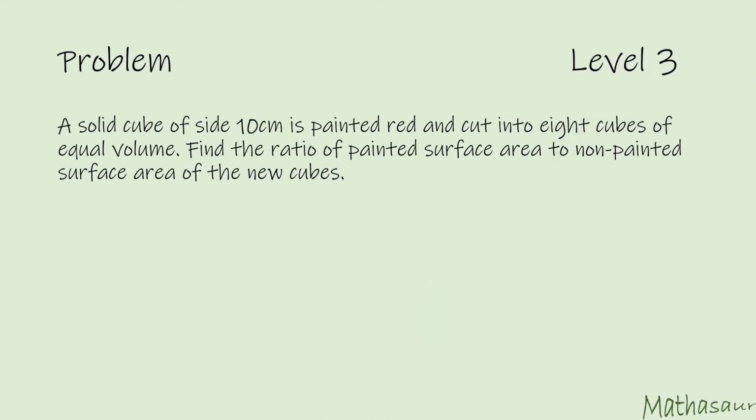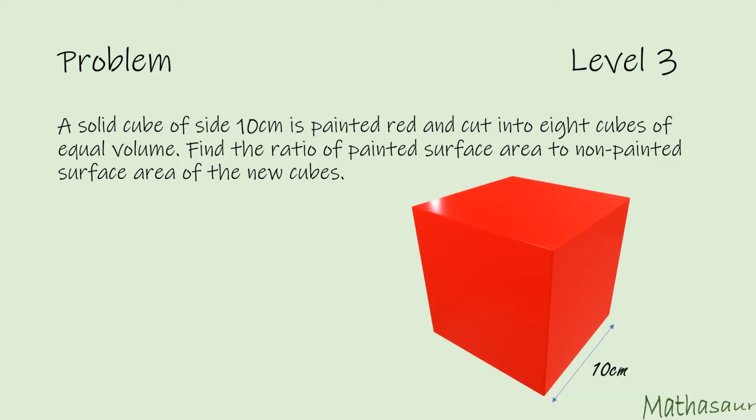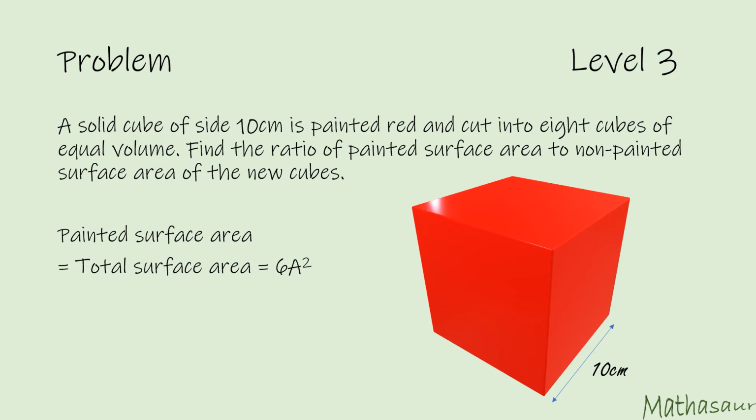Let us look at another problem. A solid cube of side 10 cm is painted red and cut into 8 cubes of equal volume. Find the ratio of painted surface area to non-painted surface area of the new cubes. So we are given a big cube which is painted red. So we can find the painted surface area as the total surface area of this cube, which is equal to 6 capital A square or 6 times 10 square, which is 600 centimeters square.